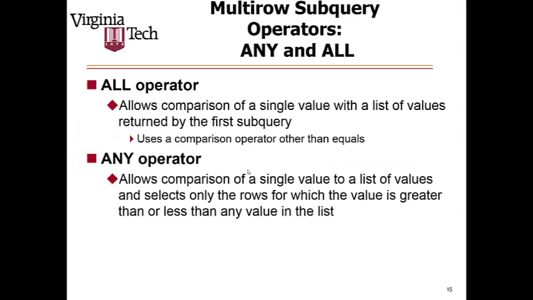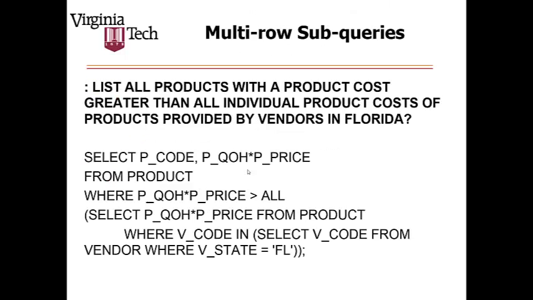Well, we also have operators that allow comparisons of values, and also to allow a comparison of any value. And something like this is what it looks like. List all products with a product cost greater than all individual product costs of products provided by vendors in Florida. Boy, that's a detailed question.